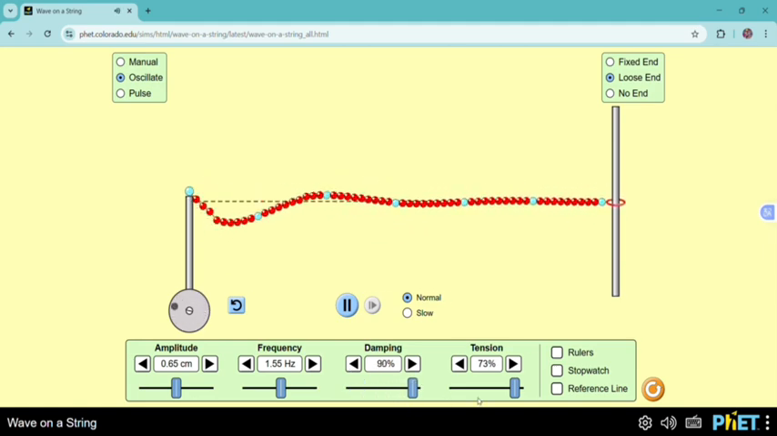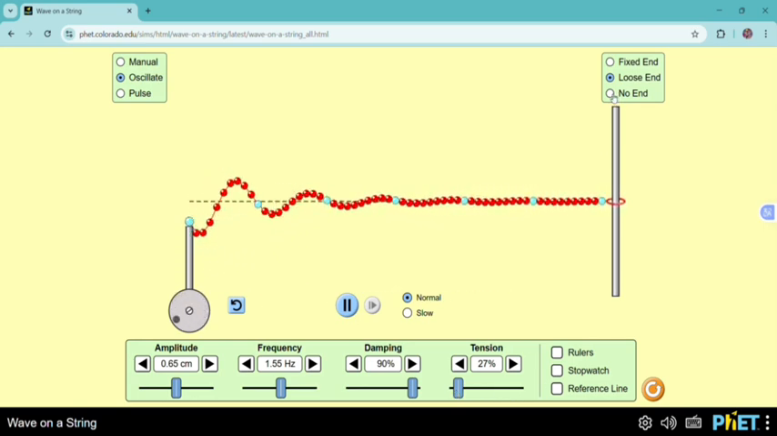For high damping and low tension, we can see the wave moves slowly and the amplitude becomes low quickly. The reflected wave is weak and the standing wave disappears quickly.